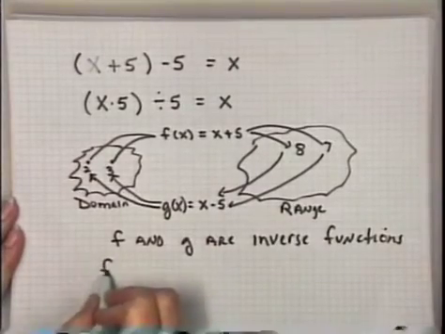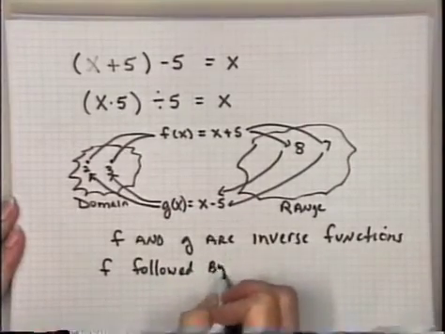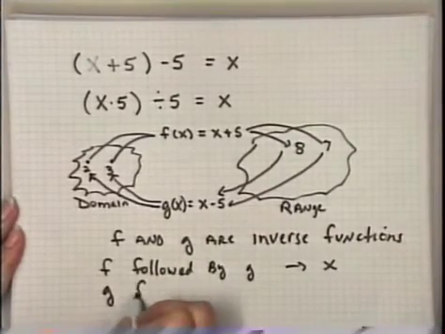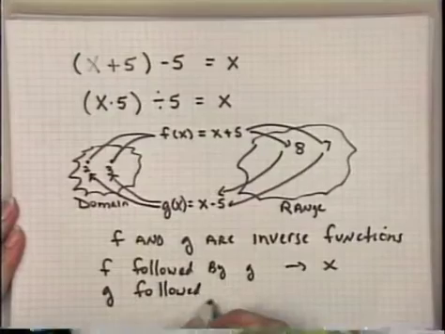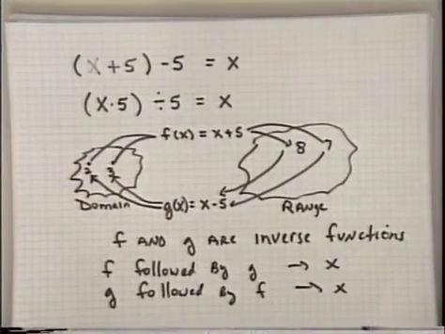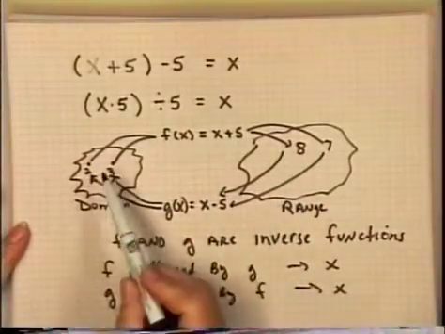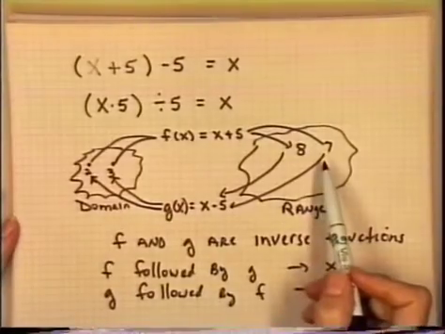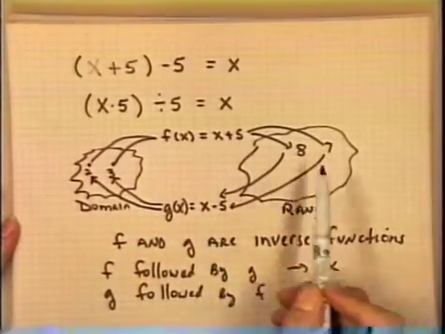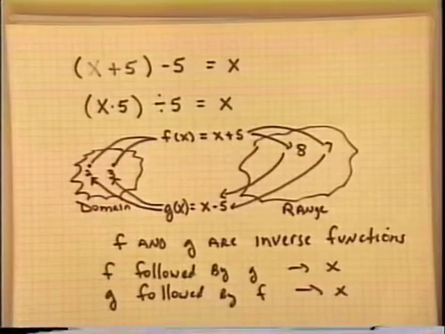If we do function f followed by function g, we get back to x. If we do g followed by f, we also get back to our original value x. So any x over here, if I do f and then I do g, I'm going to be back to x. Or any x value over here, if I do g and then I do f, I'm going to be back to my x value. So this is the concept of what an inverse function is.